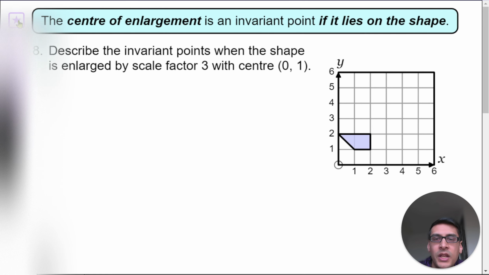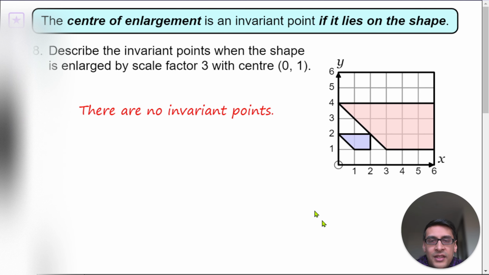Another example. So again, if it lies on the shape, it's going to be invariant. So have a go with this, pause the video. Describe the invariant points. Enlarging by scale factor 3 with center 0, 1. So that is your enlargement, and we can see there are no invariant points here.